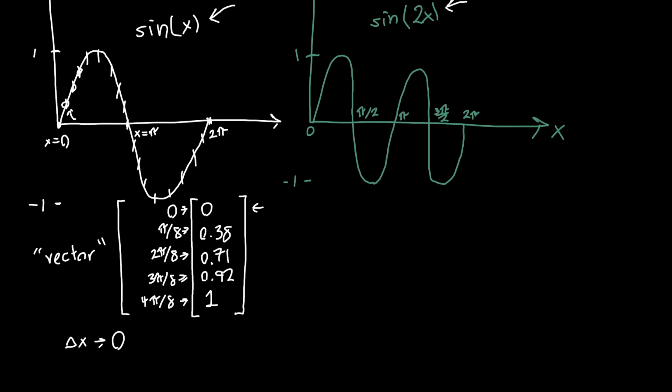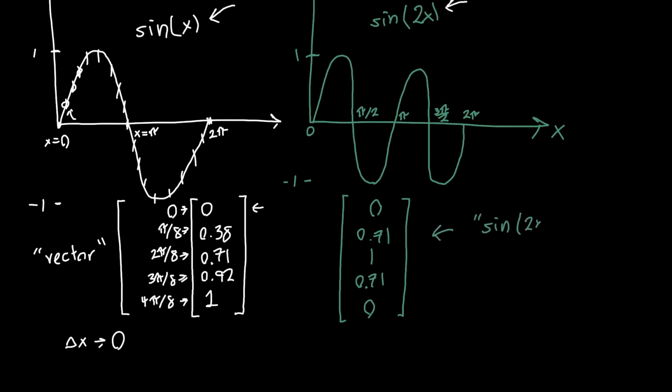We're taking points of this function, so 0, pi over 8, 2 pi over 8, and so on, and just representing them as a vector. And we can do exactly the same thing for sine of 2x. So we can calculate its value for x equal to 0. That's also 0. For pi over 8, that's 0.71. For 2 pi over 8, that's just 1. 3 pi over 8, that's 0.71 again. And then 4 pi over 8 or pi over 2, that's just 0. And so we've got a vector for sine of 2x, and we've got a vector for sine of x.